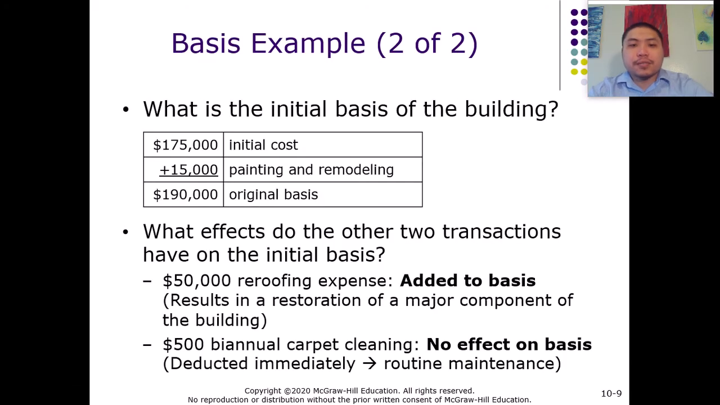Right. So yeah, let's look at this, right? So exactly, right? Initial cost 175, painting and remodeling 15. So the original basis is $190,000, and then we also have to add the $50,000 of re-roofing expenditures to the basis of the building, right? And then the $500 is routine maintenance, so we don't have to add that back to the basis, right?